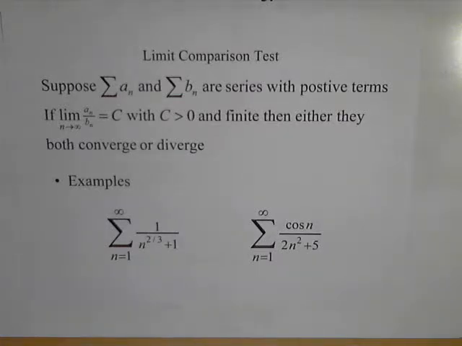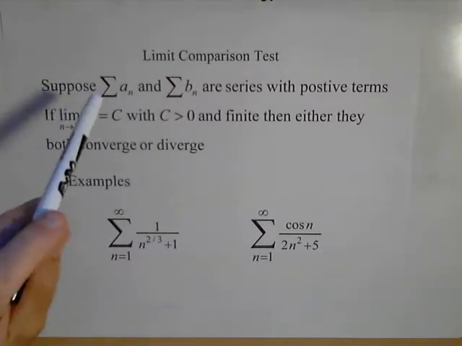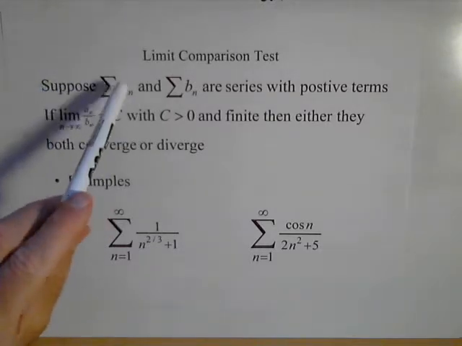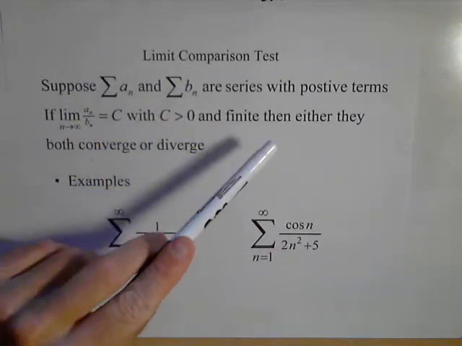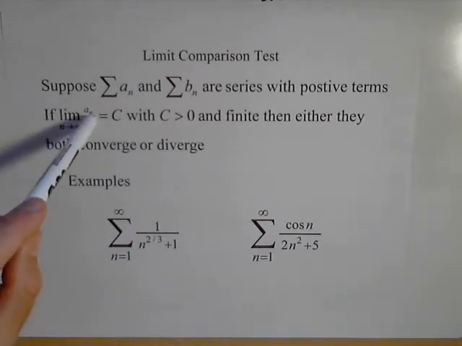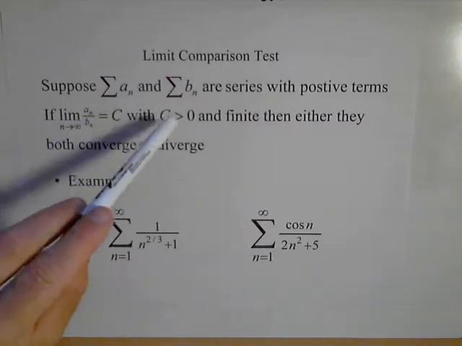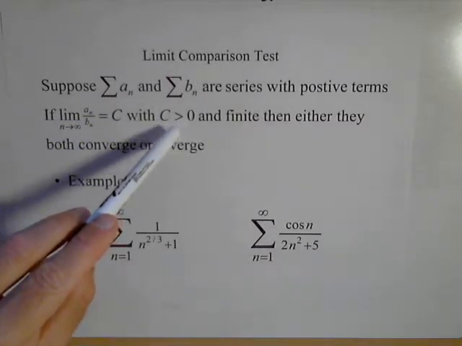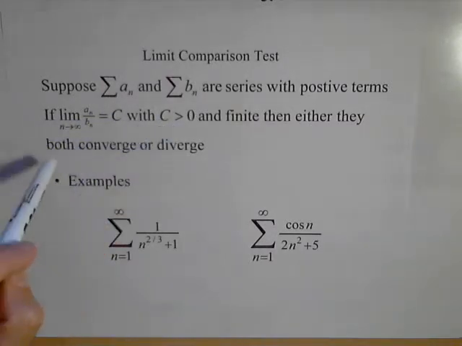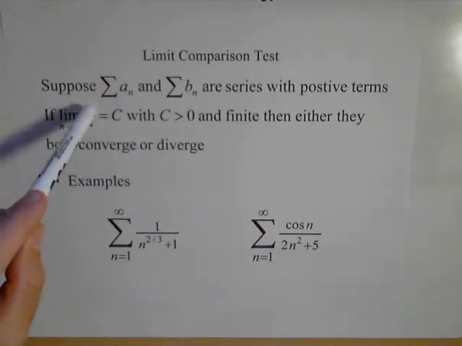In this video I want to talk a little bit about the limit comparison test. So the hypothesis is if we have two series, one with the sequence a sub n, one with the sequence b sub n, and they have positive terms, then if we take the limit as n goes to infinity of the ratio of their sequences and it equals c, some finite non-zero constant, then they either both converge or they both diverge. And it doesn't matter which one you put on top.